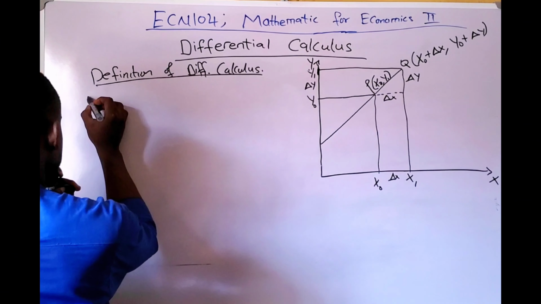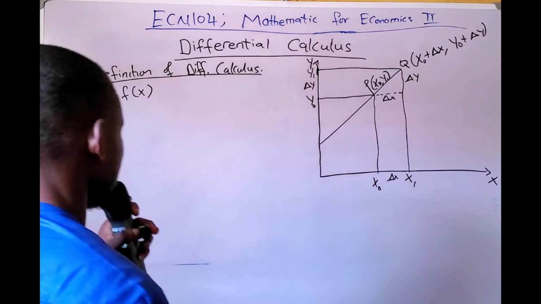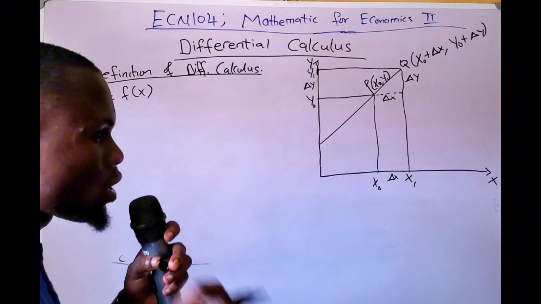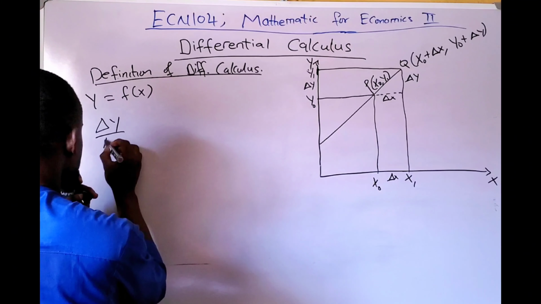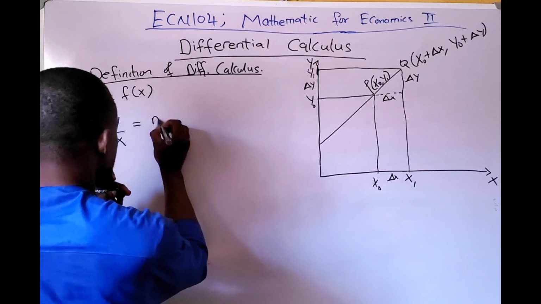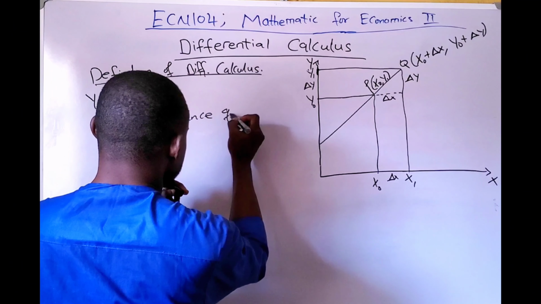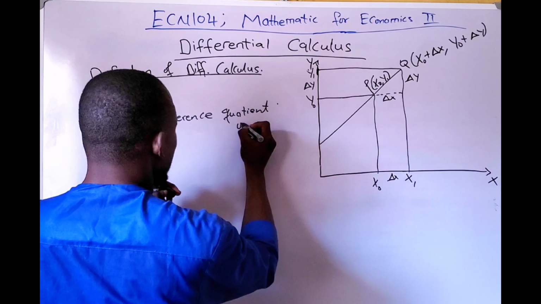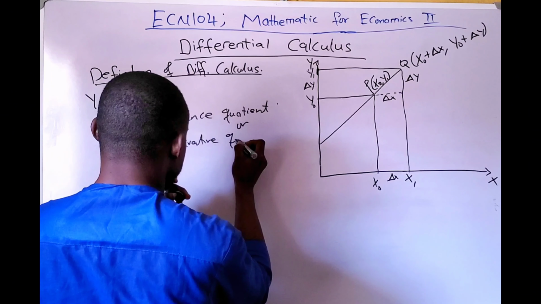Given a function such as y equals f of x, you can first find the derivative quotient or difference quotient. Still the same thing: change in y over change in x. This is the same as the difference quotient, or derivative quotient.